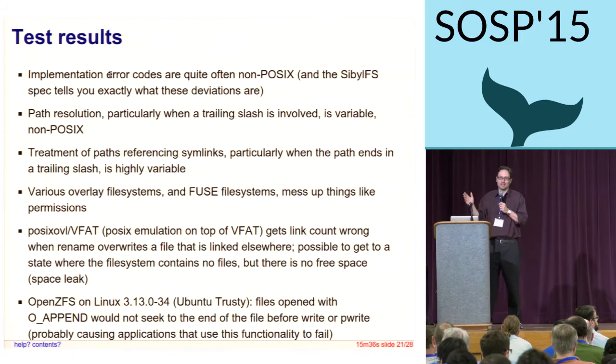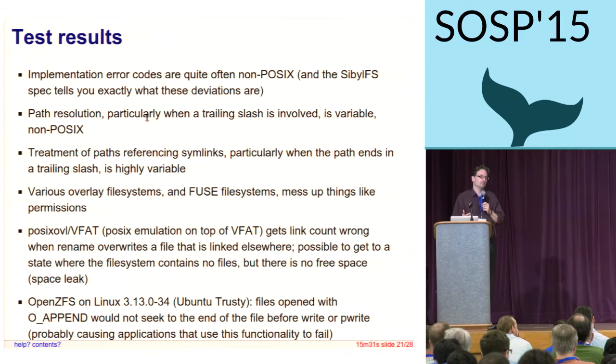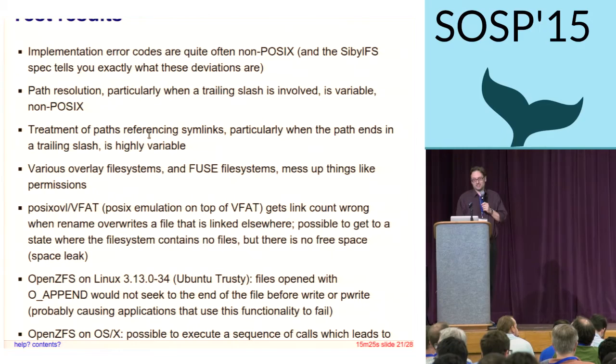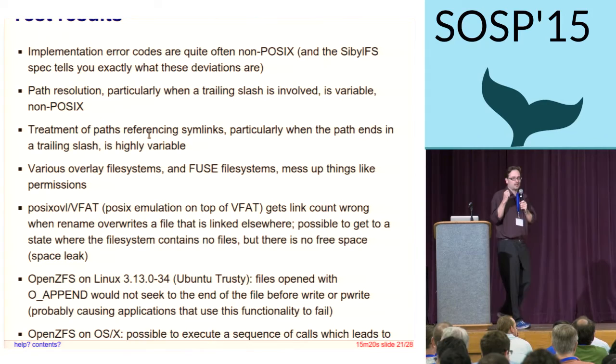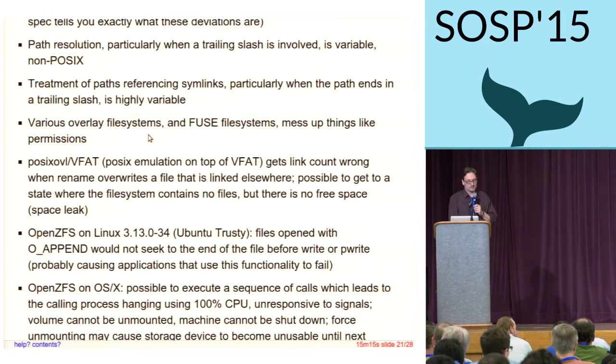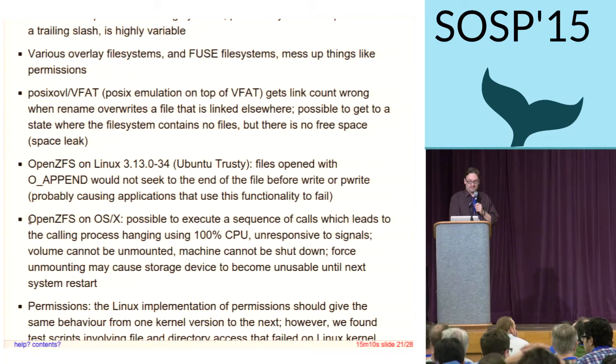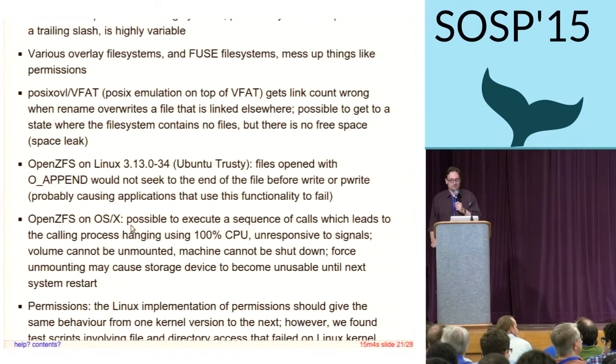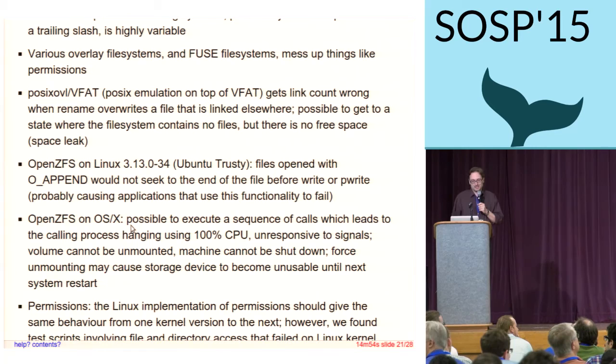Path resolution, particularly when a trailing slash is involved, is quite variable and non-POSIX. Treatment of paths referencing symlinks, particularly when the path ends in a trailing slash, is highly variable. Path resolution is right at the heart of file systems, and there's quite a lot of variability in there. And then you've got various overlay file systems that mess up things like permissions and so forth. And then you've got some really serious errors. For instance, with OpenZFS on OS X, it is possible to execute a sequence of calls which leads to the calling process hanging, using 100% of CPU, unresponsive to signals; the volume cannot be unmounted, the machine cannot be shut down, and force unmounting may cause the storage device to become unusable until the next system restart.